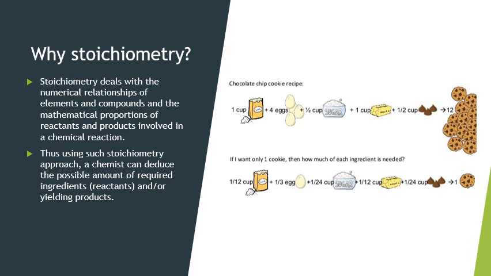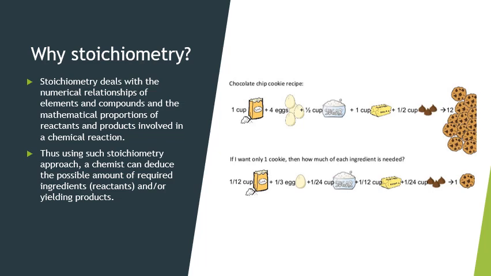Now similarly, when we have to deal with the chemicals in the lab, if I want to make a fixed quantity of the substance, I should know how much amount of reactants will be used to produce a fixed amount of the product, right? So we say, using this stoichiometry approach, a chemist can deduce the possible amounts of required ingredients or the reactants and or yielding products.